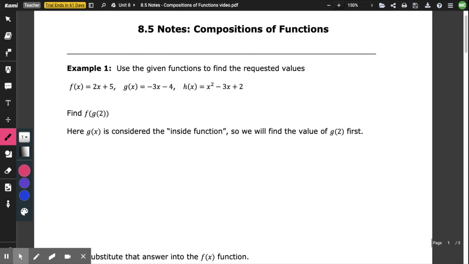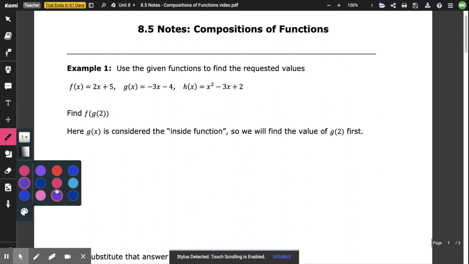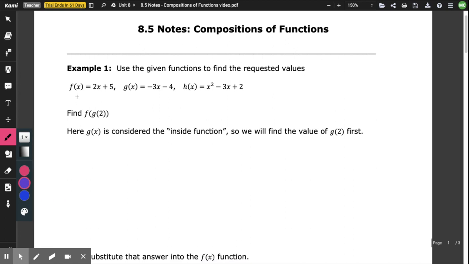Okay, we are doing compositions of functions today, and that means that we're going to be putting a function inside of another function and then simplifying them to see what it looks like. So we have a few functions to work with here. We've got f of x is 2x plus 5, g of x is negative 3x minus 4, and h of x is x squared minus 3x plus 2.